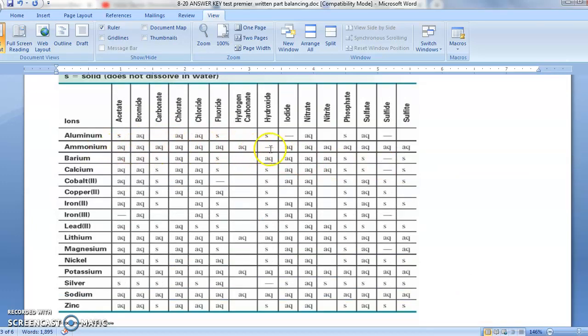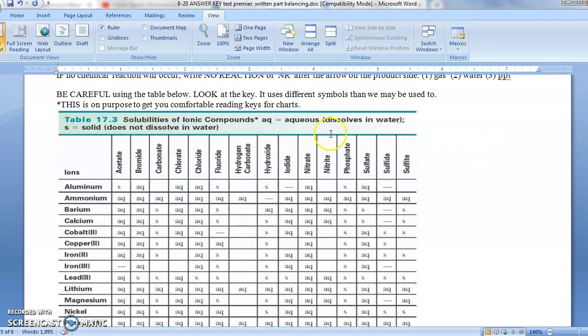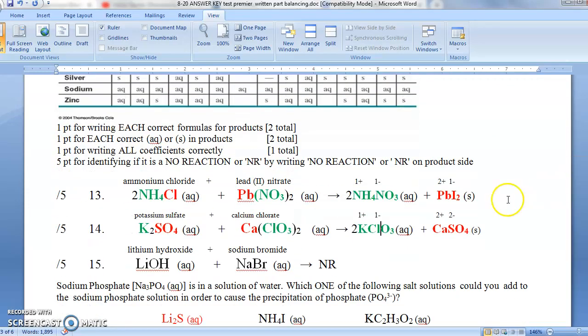Here's ammonium. We go down to nitrate. On this chart, it says AQ. What does that mean? On this chart, AQ means it's aqueous. It will stay dissolved in water. So that will not drive this reaction.